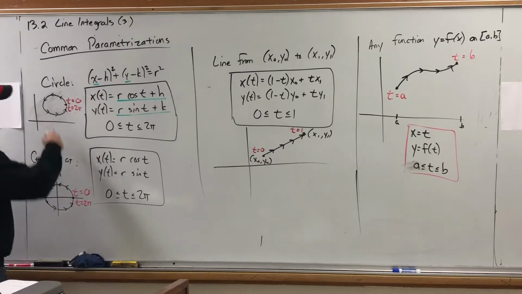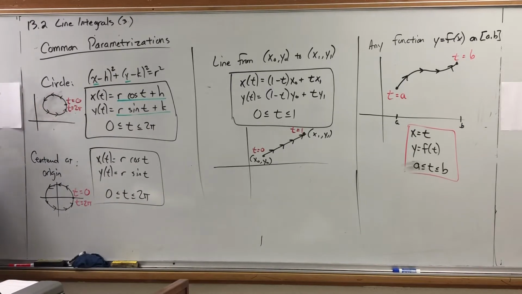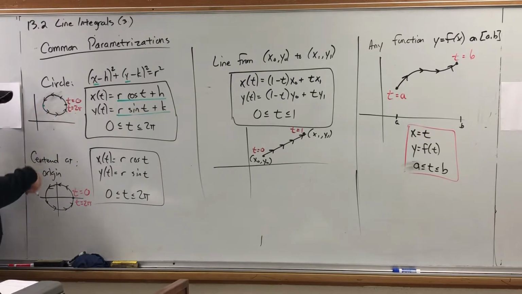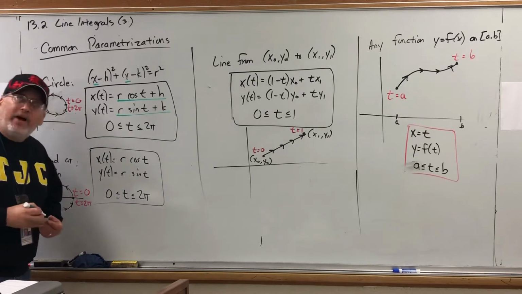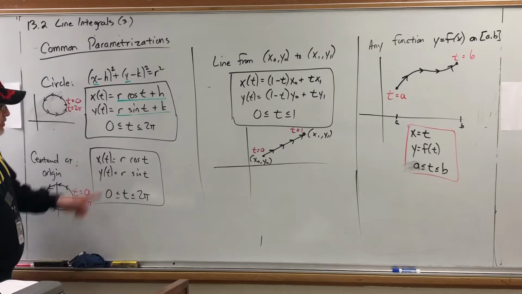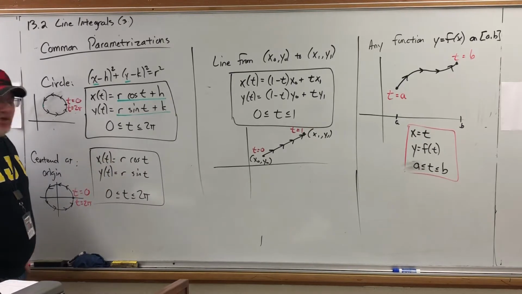From 0 to 2π, it takes you one complete revolution around the circle. If you wanted only a semicircle, you could go 0 to π. If you wanted a quarter circle, you could go 0 to π/2, or any other arc on the circle. Now, if your circle happens to be centered at the origin, then h and k are both 0, and your parametric equations collapse to this, in which case it's a little easier to see that if you square both of these and add them, you get r².